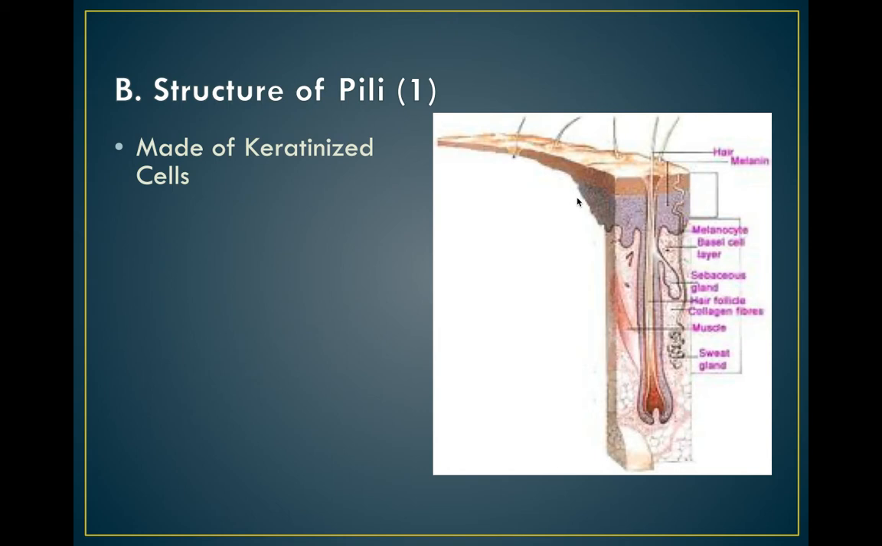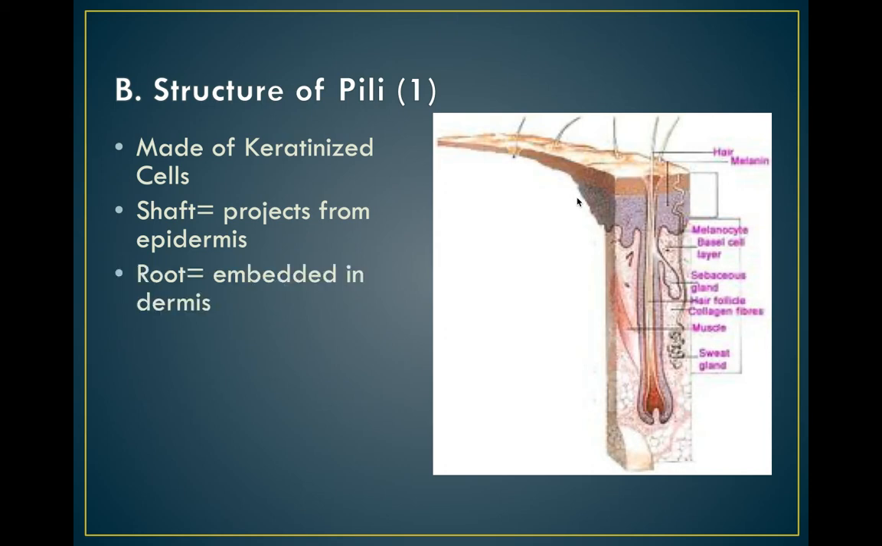And so the hair structure is keratinized cells, which should make sense because keratinocytes are the primary component of the epidermis. Now, there are two major regions of a pili. The shaft is what projects from the epidermis, and we saw this in our hair lab a couple of days ago. And the root is what is embedded in the dermis.